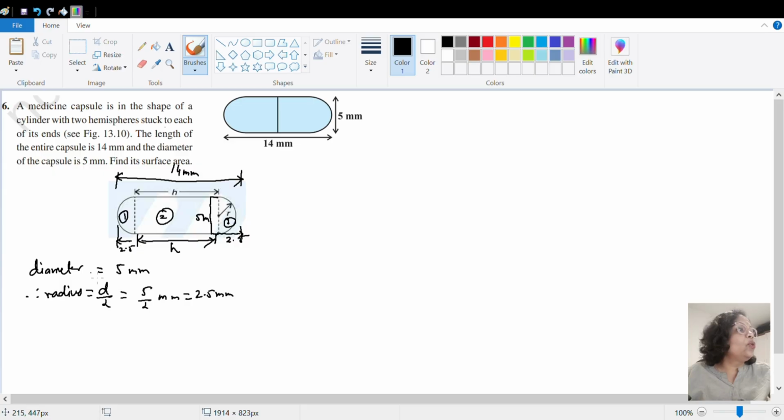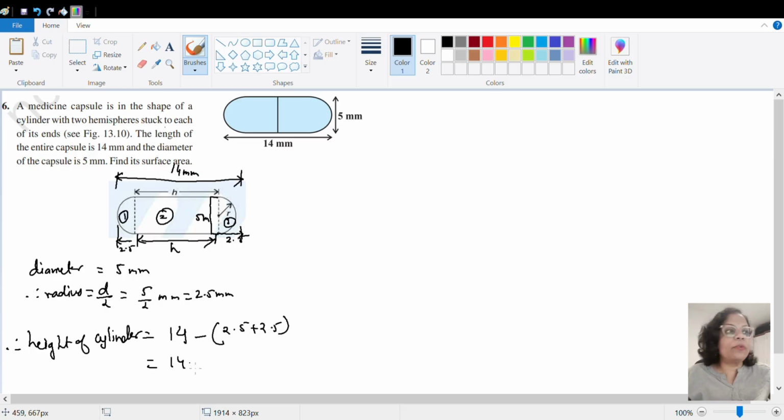So your height of the cylinder in between will be equal to 14 minus this side's 2.5 and this side's 2.5. These will be subtracted, and then h will come. So 14 minus 2.5 plus 2.5 is 5, so it is 9 mm. Now you have got all the dimensions.